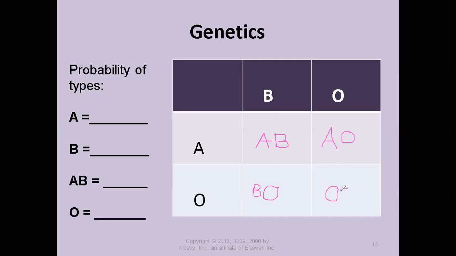And I like this example because it's something that most people wouldn't expect. So what are our probabilities of a type A child with these two parents? 1 out of 4, or 25%. Same for B, 25%. Same for AB, 25%. And the most unusual one of all is the O, 25%.